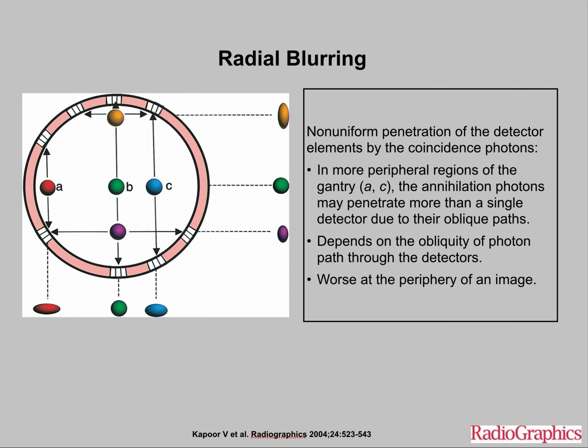Radial blurring is another artifact that occurs at the edges. With every imaging modality, being in the center of the gantry is better. Once we get closer to the edges, we can have non-uniform penetration, and that will decrease the spatial resolution of the exam.